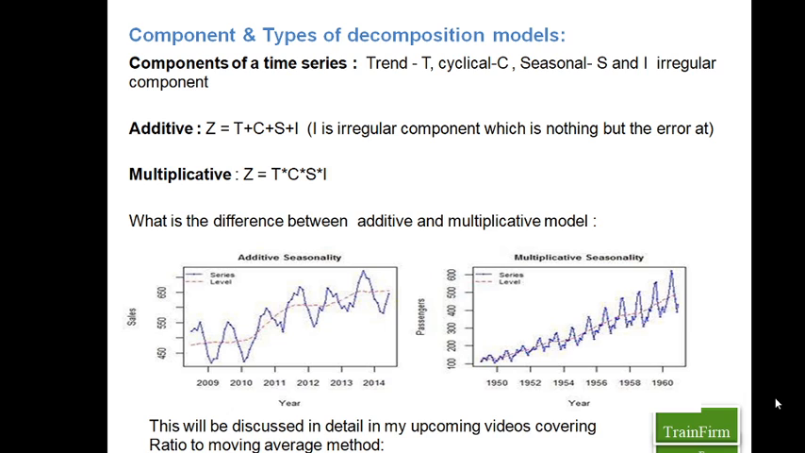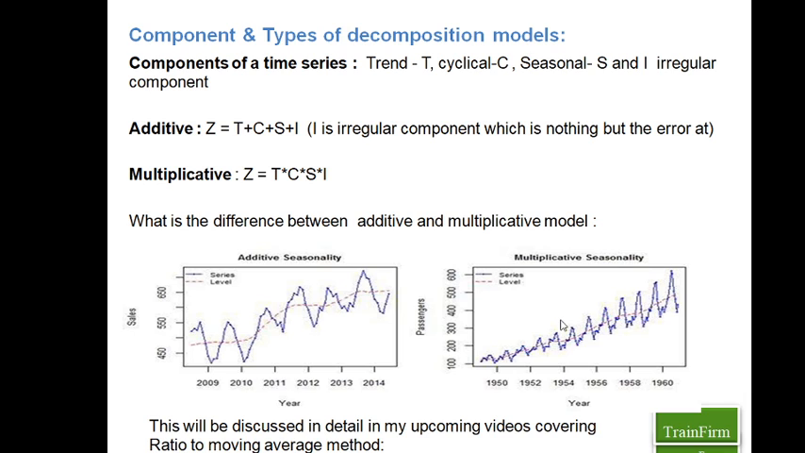So the typical two types are additive models and multiplicative models. As you may remember, in our previous video I've given the explanation. Additive models are those models with a constant amplitude for the seasonal variation. That means this amplitude remains the same over time. There is no major change or variance in this amplitude.